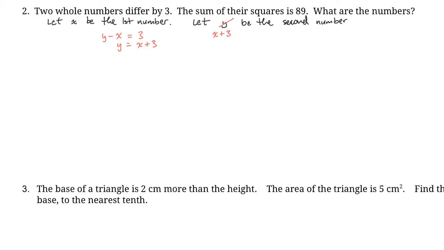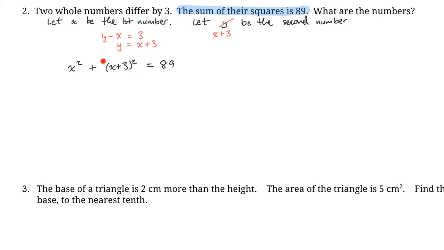The next part of our question says the sum of their squares is 89. So we can take our two numbers, square both numbers, add them together, and we're going to get 89. So we would get x squared plus (x plus 3), all of that squared, and that's equal to 89. Now we have an equation that we can work with. We have one variable x that we can solve for, so let's actually start simplifying this and then solve it.